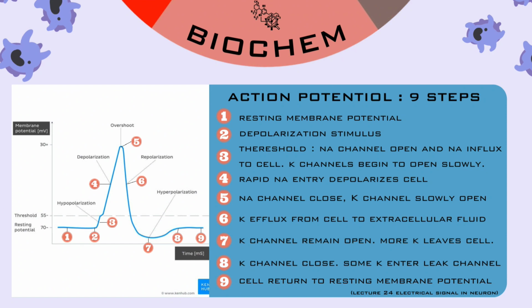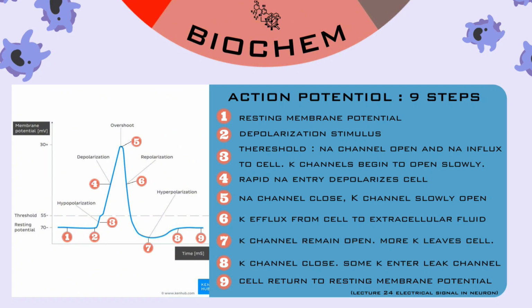The fourth step is the sodium ion will enter the cell rapidly until it reaches the highest overshoot. Then, when it reaches the overshoot, the sodium ion channel will close, so no sodium ion will enter, but the potassium ion channel become more open. And the next step is the sixth step is the potassium ion will efflux or leave the cell to extracellular fluid.